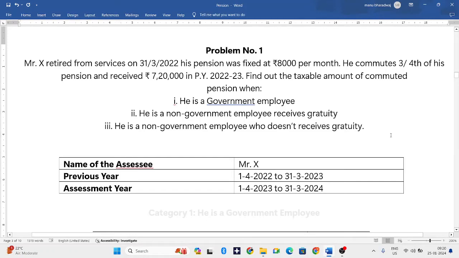In this particular video, we'll start to solve problems on pension. So the question is on the screen. Please take a screenshot of the question. Mr. X retired from the services on 31st March 2022.